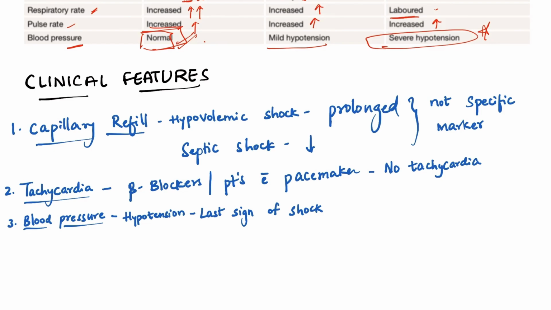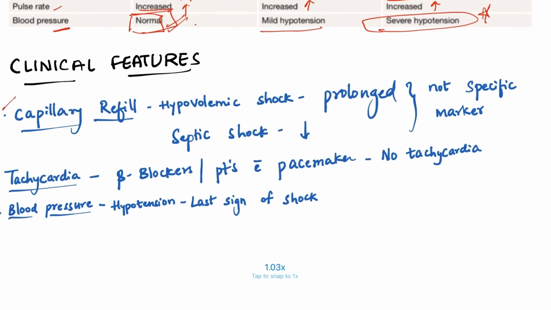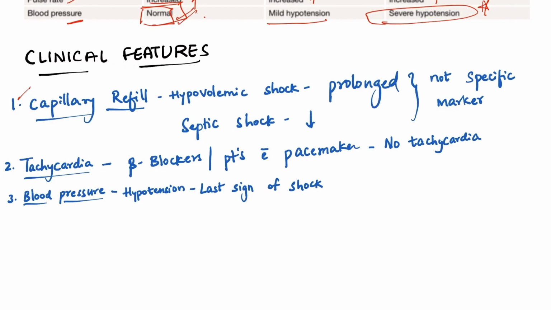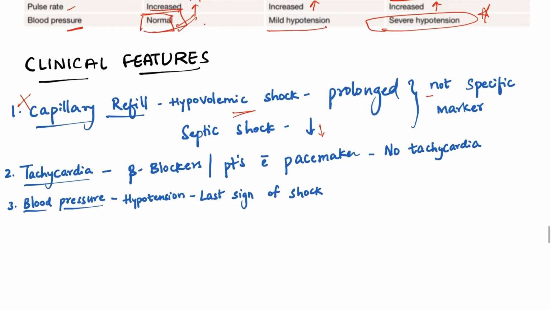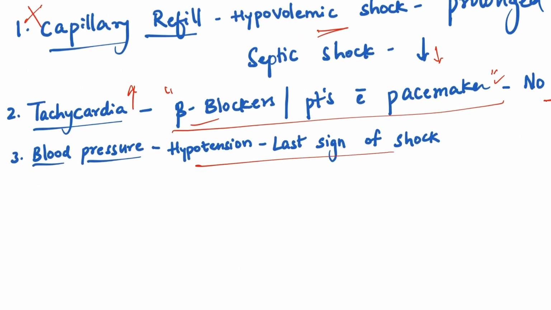Another main clinical feature is capillary refill time, which is prolonged in case of hypovolemic shock and decreased in case of septic shock. But this is not a specific marker. As we have discussed, pulse rate is increased. Where do we not see tachycardia? That is in patients using beta blockers and patients with cardiac pacemakers, there is no tachycardia. In case of blood pressure, hypotension is the last sign of shock. So this is the main important thing.